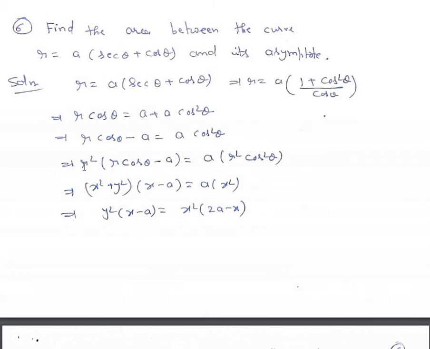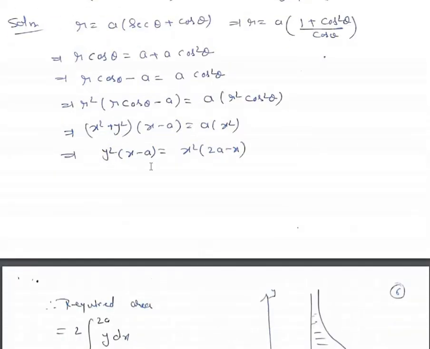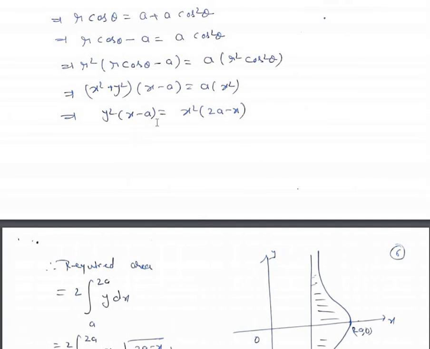Multiply both sides by r square. So we have r square into r cos theta minus a is equal to a times r square cos square theta. r square can be written as x square plus y square, r cos theta is x, r square cos square theta is x square. So therefore this can be rewritten as y square into x minus a is equal to x square into 2a minus x. Now highest power of y is 2 and coefficient of y square is x minus a. So therefore asymptote parallel to y-axis is given by x minus a is equal to 0. That means x is equal to a. So this is the asymptote x is equal to a.